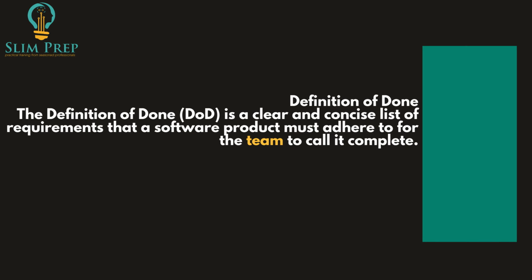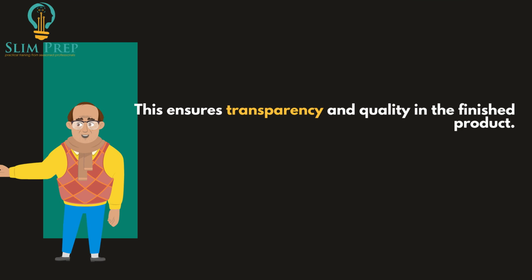Definition of done. The definition of done, DoD, is a clear and concise list of requirements that a software product must adhere to for the team to call it complete. This ensures transparency and quality in the finished product.